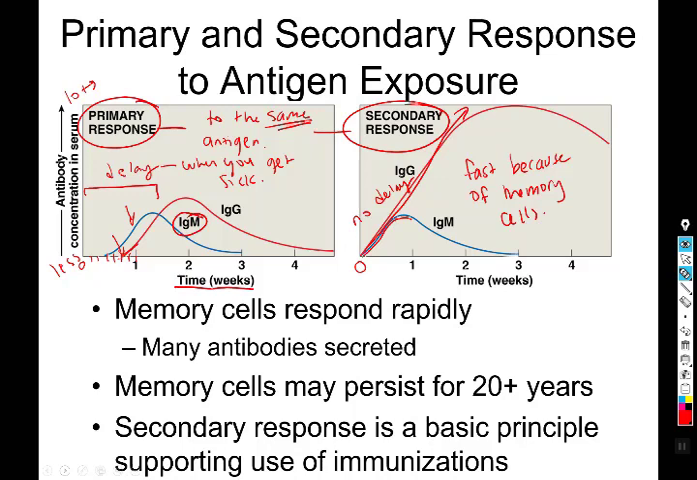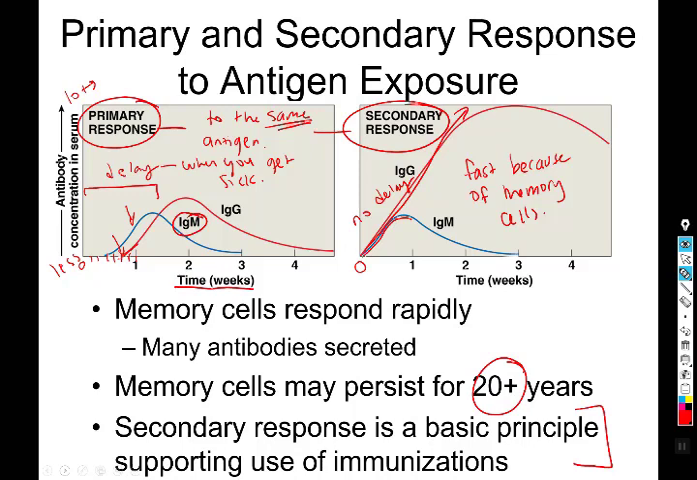Because of memory cells. And memory cells can persist for 20 plus years. So for example, I probably have some memory cells still bopping around in my bloodstream that, let's see, how old am I? 31? Okay, so yeah, maybe I was like 8 when I was exposed to chickenpox or something. I probably have some crotchety old immune cell that still remembers chickenpox that's been around for my entire adult life. So the secondary response is a basic principle supporting the use of immunizations.